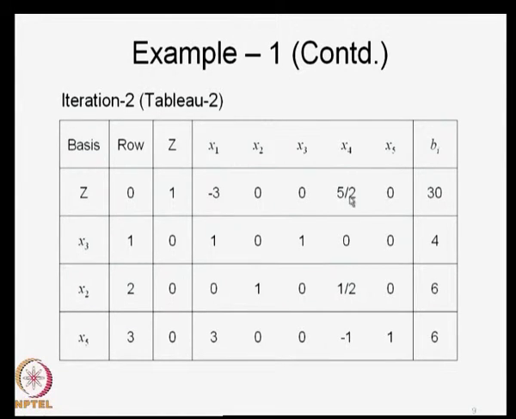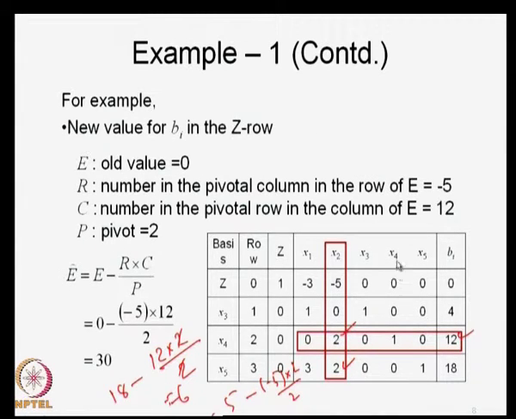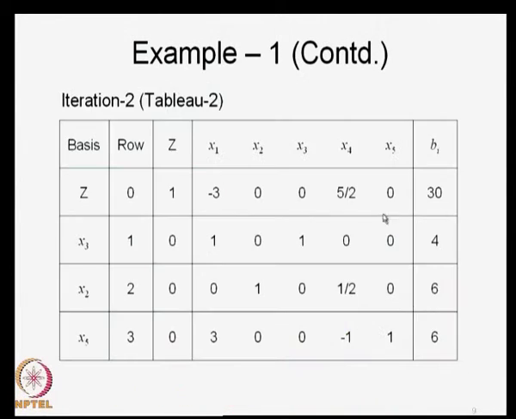Let us again show how I get 5 by 2 here corresponding to x4. X4 was 0 here, 0 minus 5 into 1 divided by 2. So, that will be 5 by 2, that is what you get here. Like this, except the pivotal row, you convert all the other elements. That is how you write the W2.